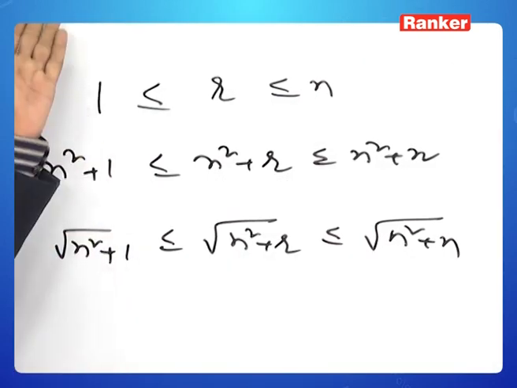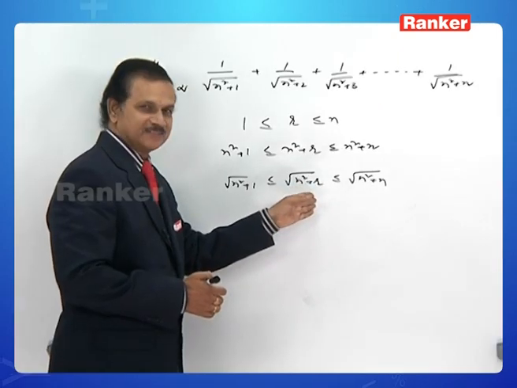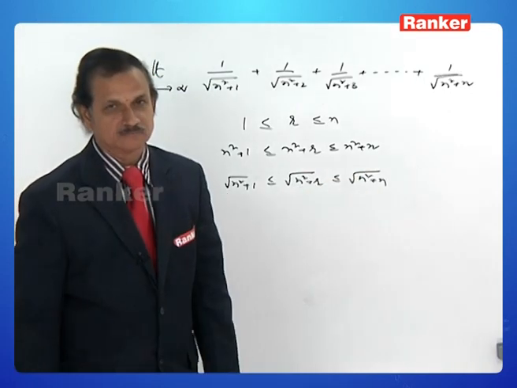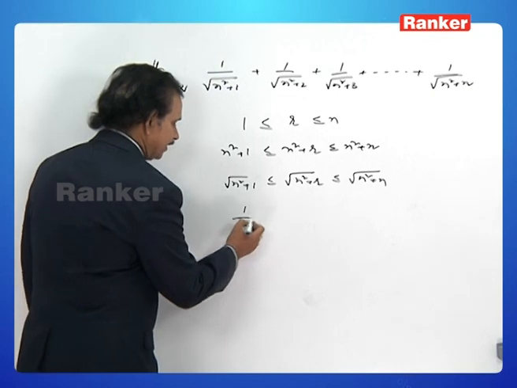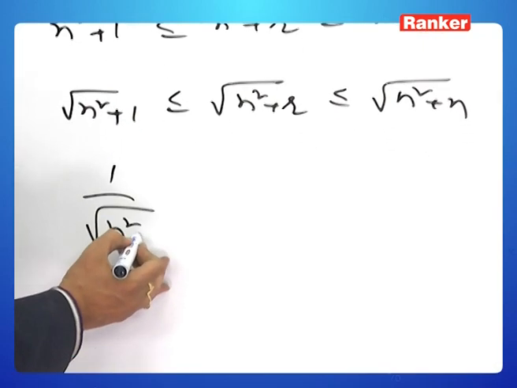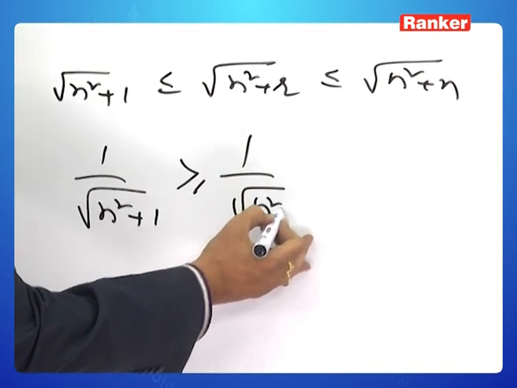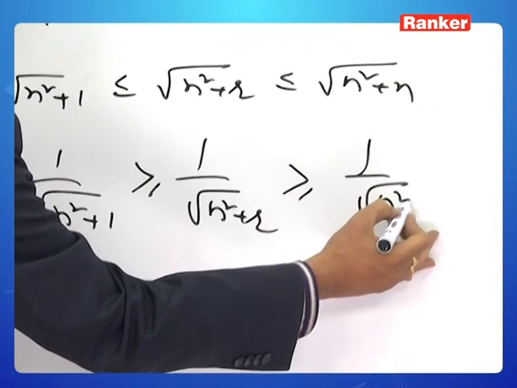The first term will be the first denominator, the last term will be the last denominator, and the middle term is the general form of all the middle terms. You can see. Now you reciprocate all these things. What is going to happen? 1 by root n square plus 1 is greater than or equal to 1 by root n square plus r, which is greater than or equal to 1 by root n square plus n.